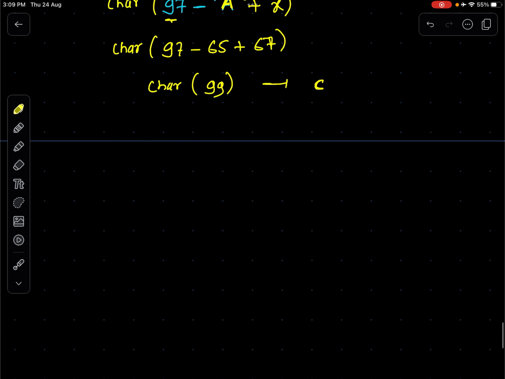Let's take one more example. Now suppose I want to convert capital A to my small a. So this is my capital A to small a. I did the typecast first. What I will do is, we know we need to go to the small letter.